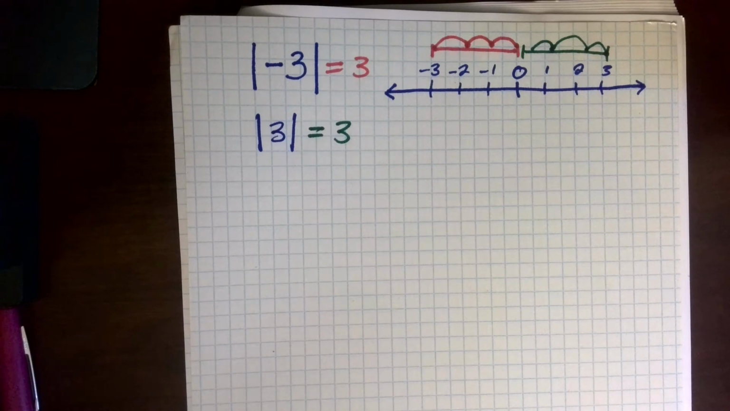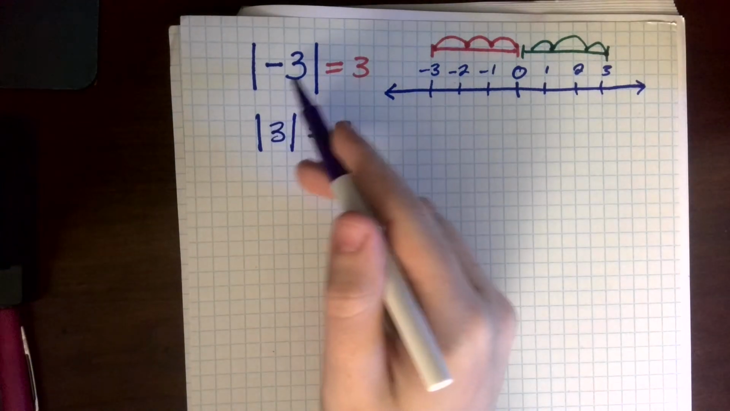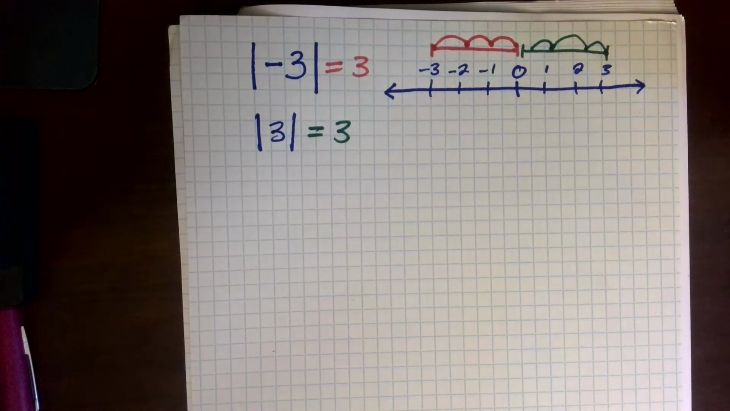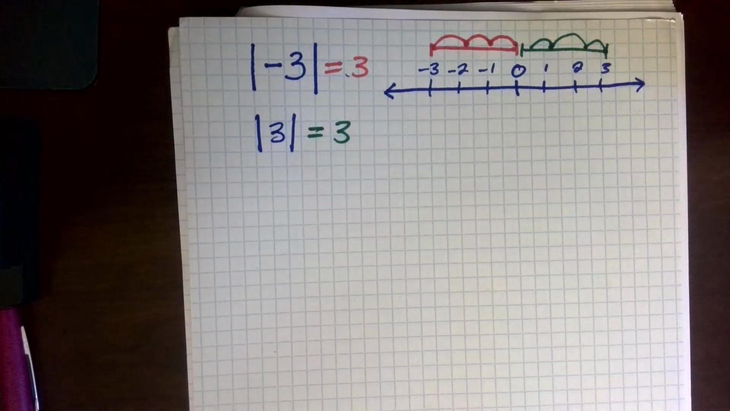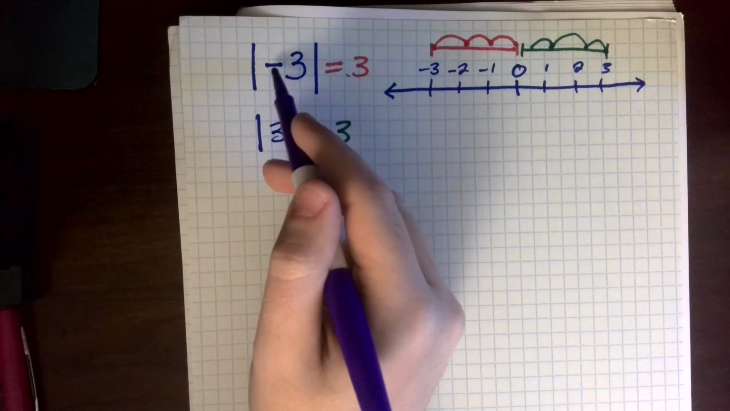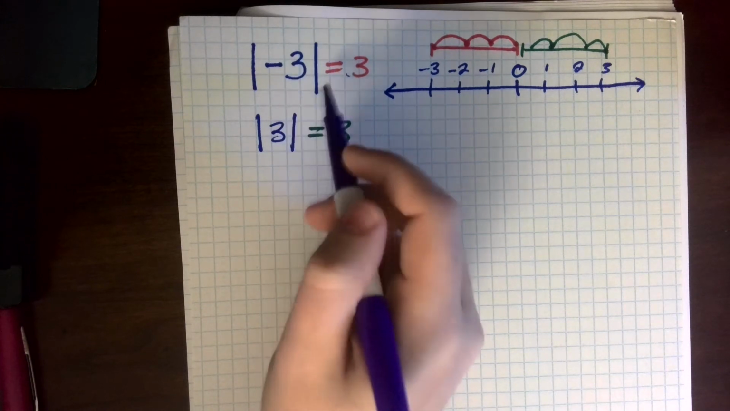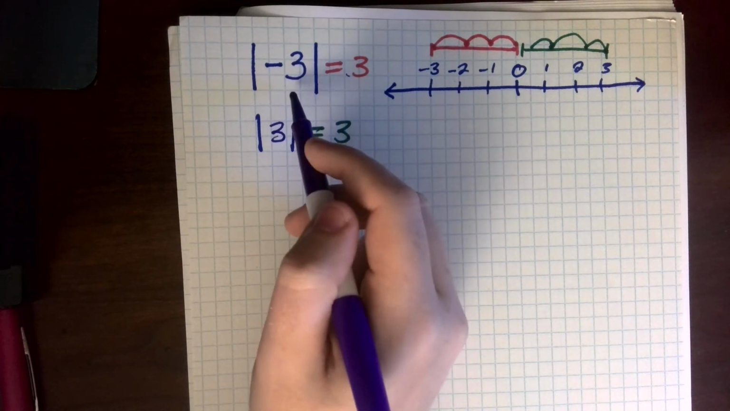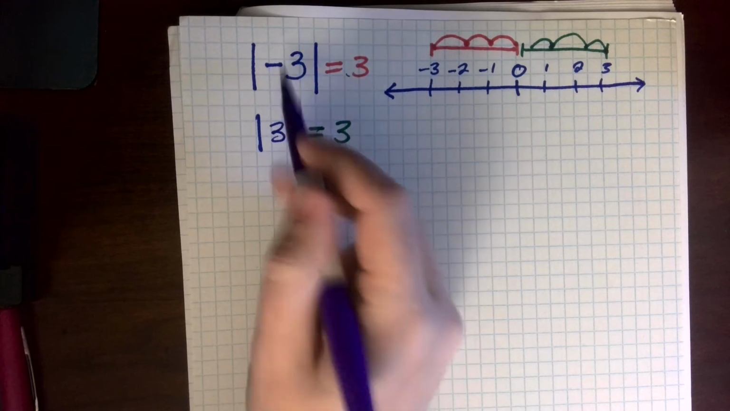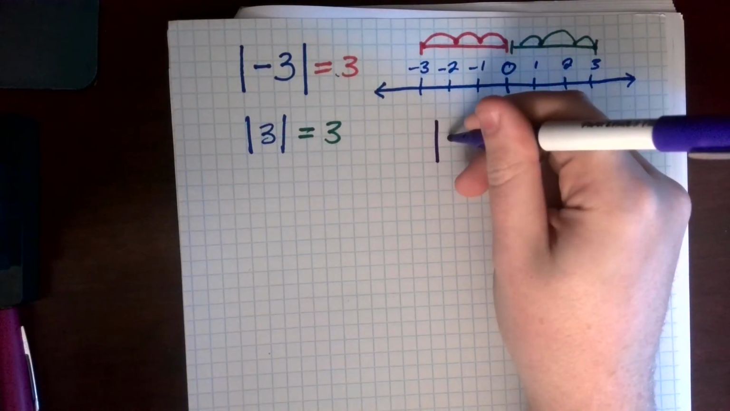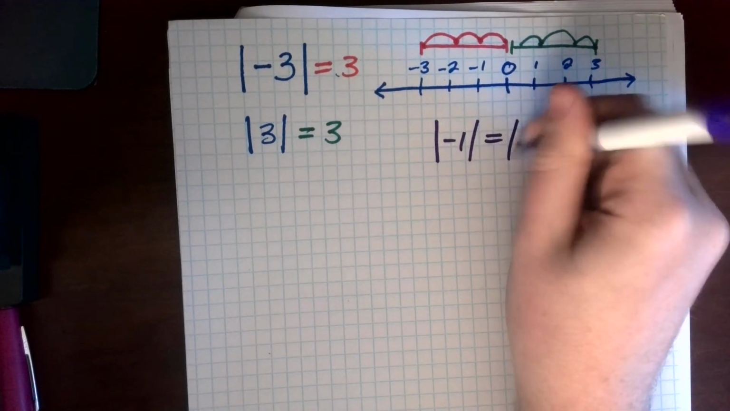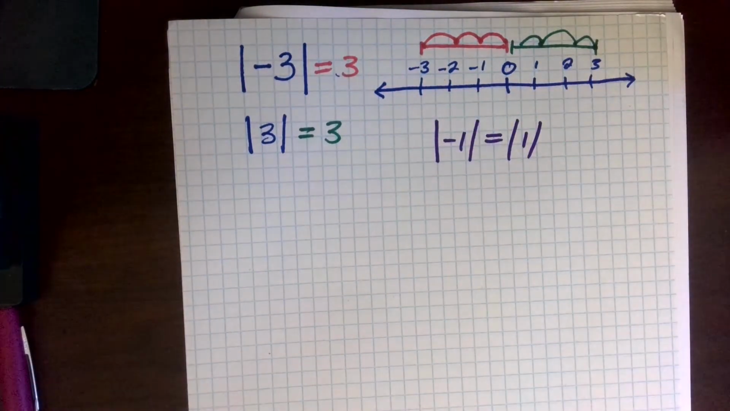What this means is, the absolute value, you can think of it as basically just turning whatever's inside of it positive. If it's negative, it becomes positive. If it's already positive, it stays positive. You'll also see that for every absolute value, its negative counterpart will have the same value. So for instance, the absolute value of -1 equals the absolute value of 1. Both are 1 away from 0.